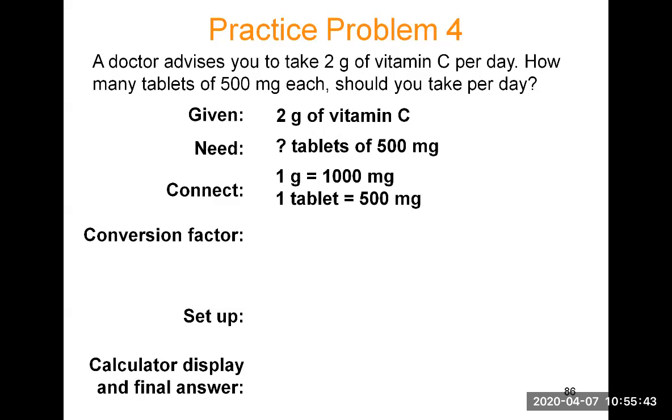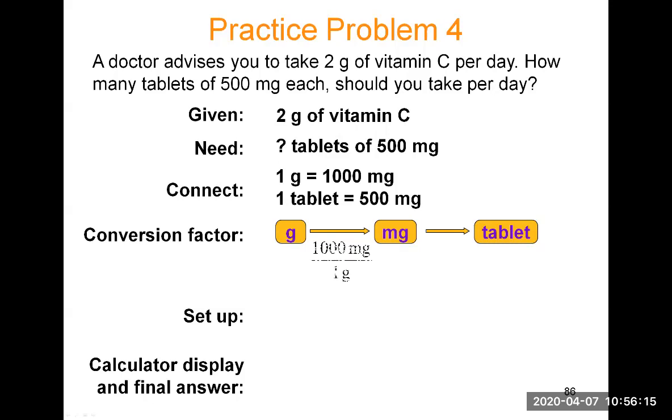So the roadmap looks like this. Starting from grams of vitamin C, we will change that to milligrams of vitamin C, and then that to tablets. So the first conversion factor should change the grams into milligrams. So we will need to cancel grams because the starting amount is in grams. So the 1 gram will be written in the denominator so that we cancel with the starting unit. And the 1,000 milligrams will be on top. This way we cancel grams and keep the milligrams.